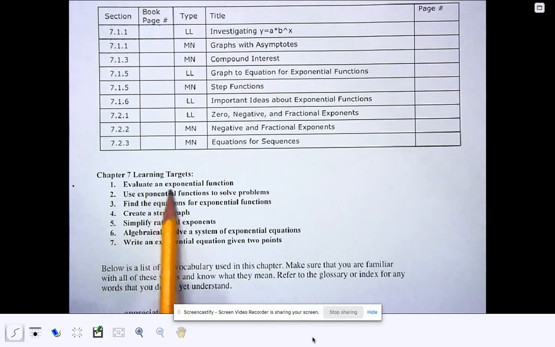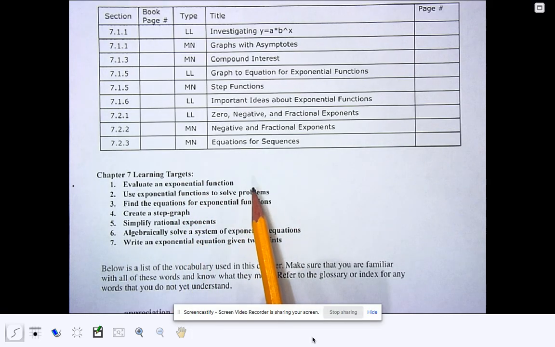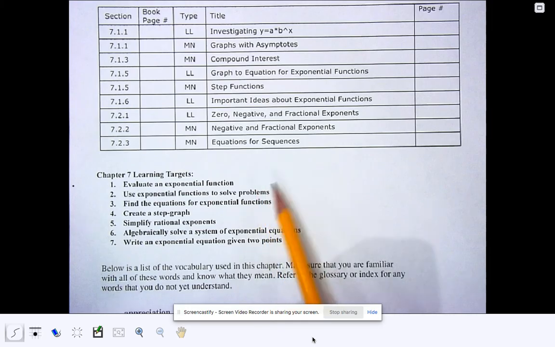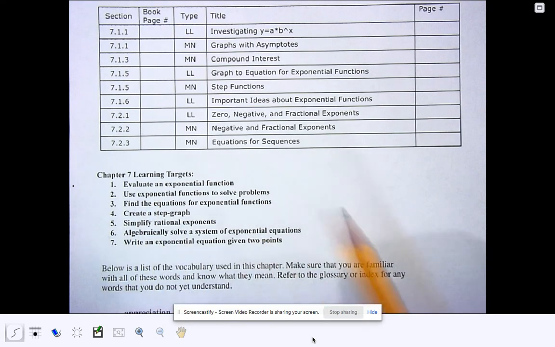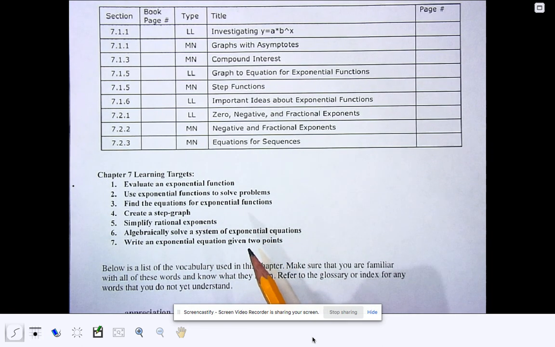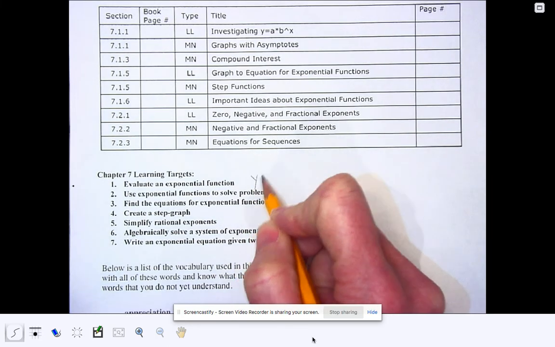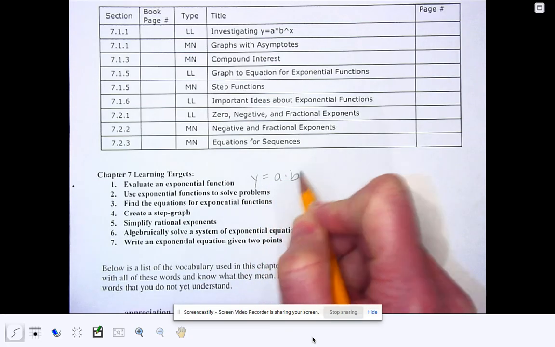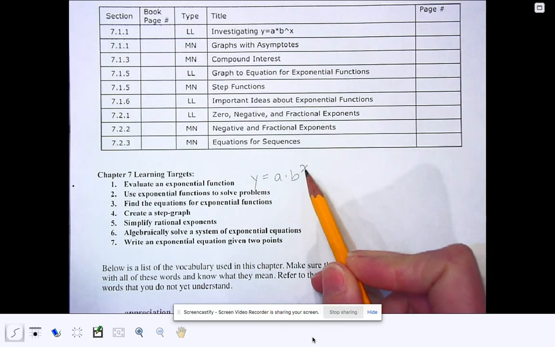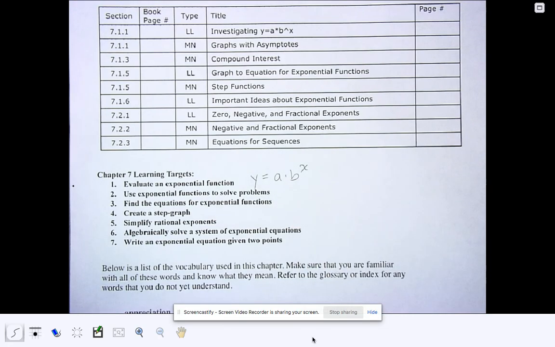You should be able to evaluate an exponential function. So if you're given an exponential function and told to find a certain amount for x is equal to 10 or whatever, you should be able to apply order of operations and do that. Just remember to apply the exponent first and then multiply by the a value. So if you've got a times b to the power of x, and you're told that x is equal to, say, 10 or whatever, make sure you do the exponent first before multiplying.